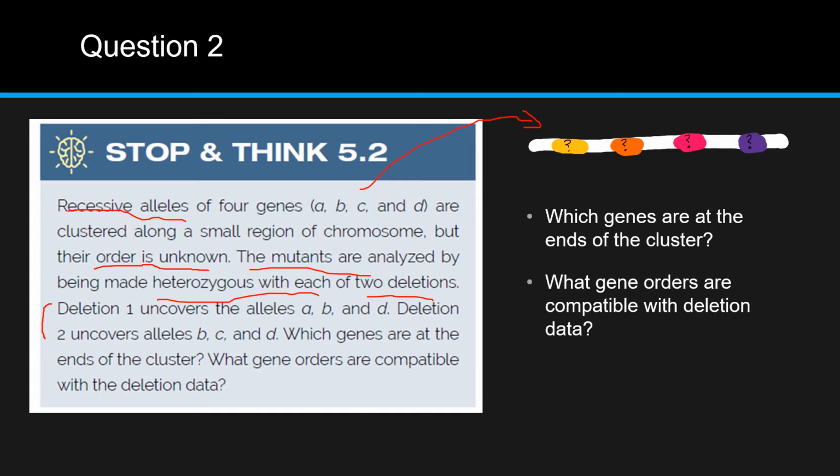So how do we know which ones are at the ends and how do we organize those? Based on those deletions that they made. Before we focus on the deletions, we will make a small genetic map using the deletions. Let me explain a little bit the beginning of the question. They say that there are mutants that are analyzed by being made heterozygous with each of two deletions. Okay, and why is that part important?